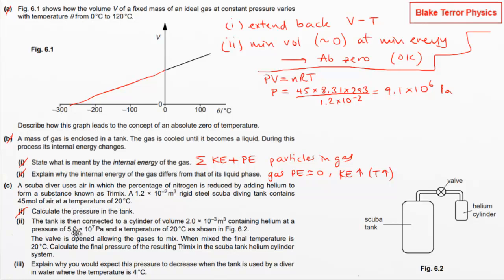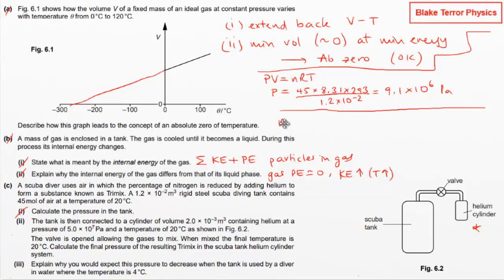So good. The tank is then connected to a cylinder of volume, so the smaller cylinder that we've got over here on the diagram, containing helium at that pressure and that temperature. The valve is opened, allowing the gases to mix. When mixed, the final temperature is still the same, because everything was at 20 degrees. Calculate the final pressure. Right, so we need to get the number of moles. That's what we haven't got here in the helium cylinder. They've given us the V, the T, and the P, but we haven't got the N. So that's what we need to calculate first.